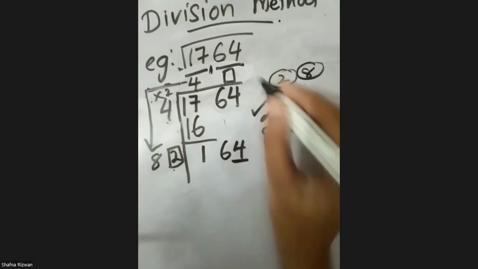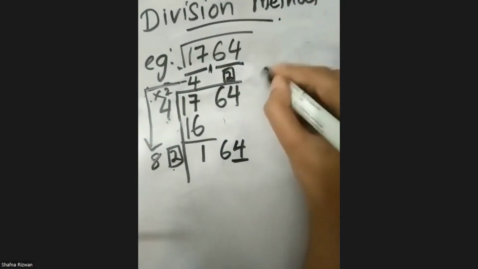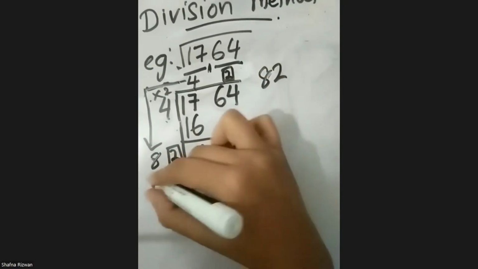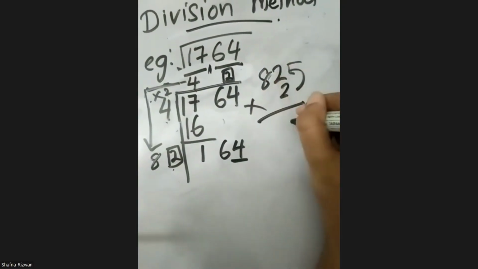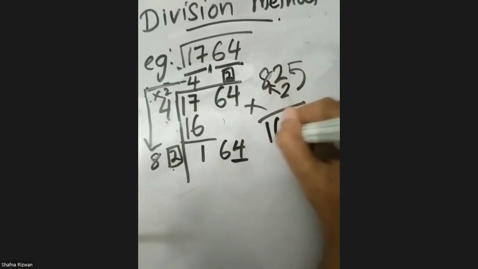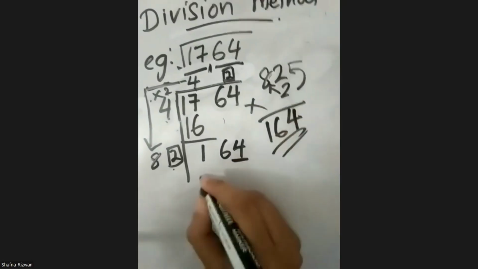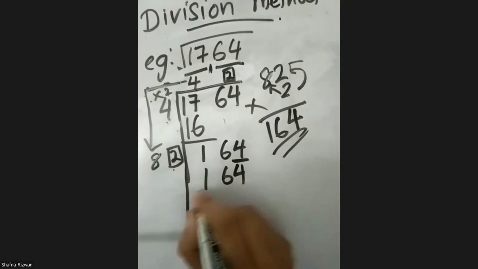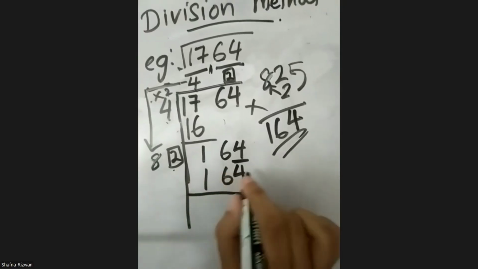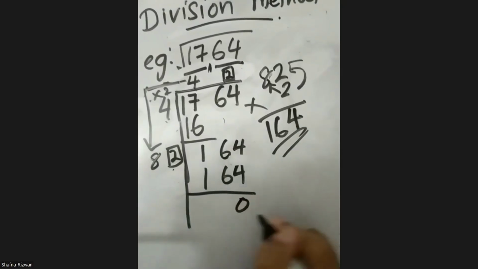Now see here. If I put 2 here, again you have to put 2 here. Now say, 82 multiplied by 2 will give you how much? 2 into 2 is 4. 8 into 2 is 16. So you are getting 164. Yes, it's correct. So put 1 here, 64 here, and after that, 164 minus 164 is how much? That is 0.